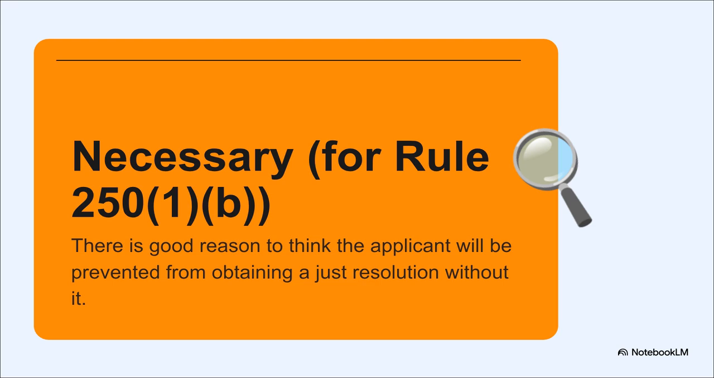And one last thing. Let's go back to that higher bar for our second gateway, Rule 250, Subrule 1, Paragraph B. What does necessary really mean? Well, the test from the Hartley case is that an inspection is necessary if you can show a good reason to think that without it, your client will be stopped from getting a just outcome. It's a high standard to meet. Just being convenient isn't going to cut it.